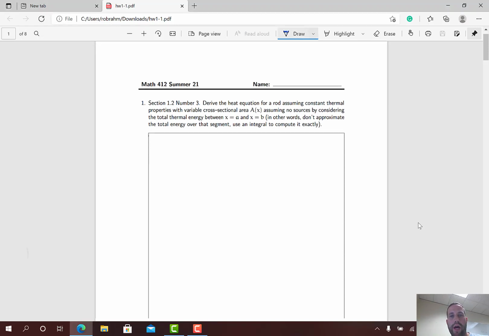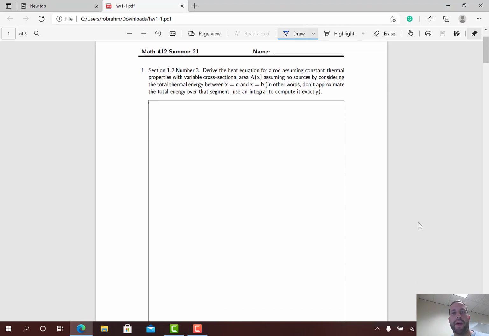Okay, so I'm going to derive the heat equation for a rod. We're going to assume constant thermal properties, no sources or sinks within the rod, but we are not going to assume something that we did assume in class. We're going to have a variable cross-sectional area. So I'm going to draw the rod like this.